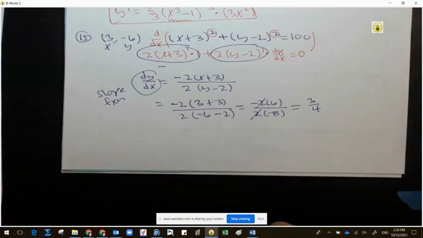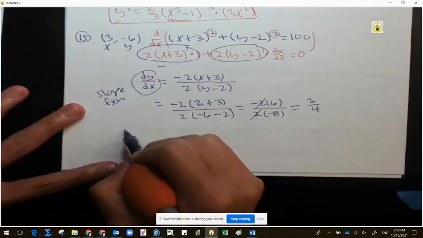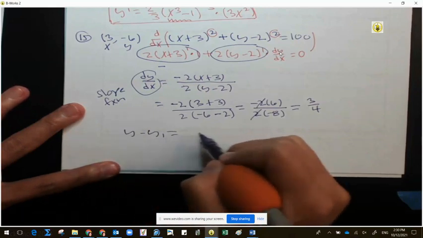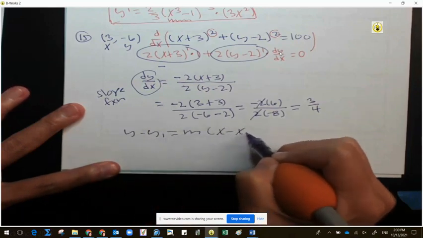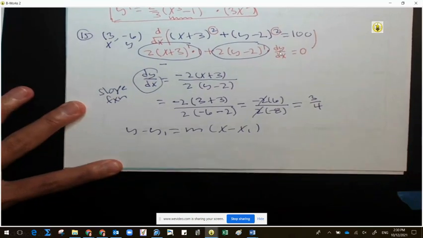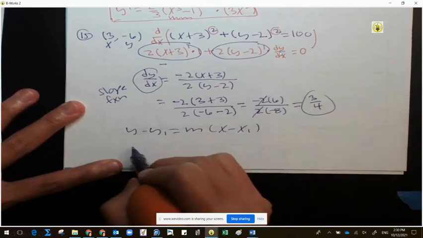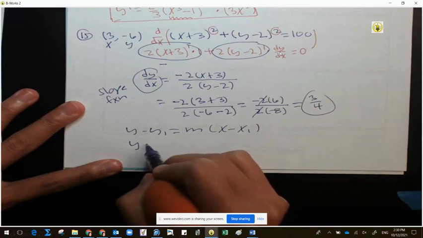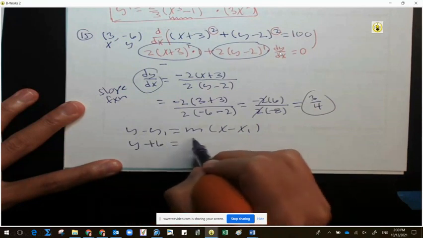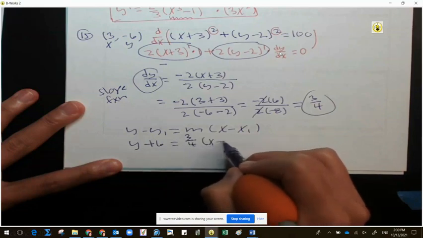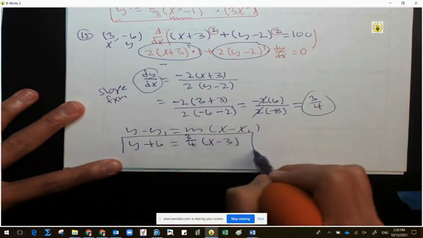So our equation is going to be point slope formula. So we have y minus y1 is equal to m times x minus x1. And this is our m, which is our slope. So we have y minus a negative 6 is going to give us positive 6. Our slope is 3/4, and x minus a 3, and you do not have to simplify it further.